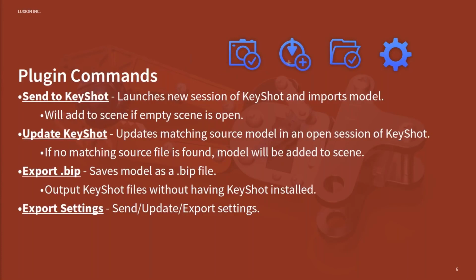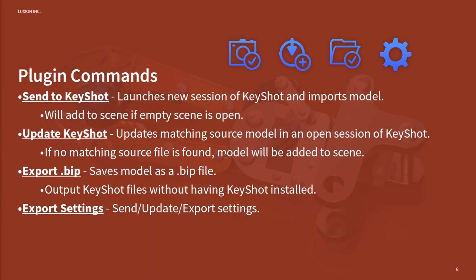The next button is Update KeyShot. And what that's going to do is update the matching source model in an open session of KeyShot. So when you click that button, it's going to search for any open sessions of KeyShot and look for that source model in the scene. And when I say source model, that's the model with the same name in the scene tree coming from SolidWorks. If no matching source model or file is found, then that model will just be added to the scene.